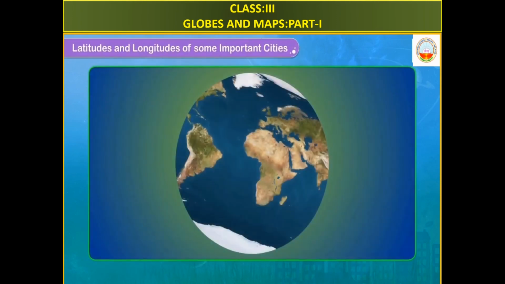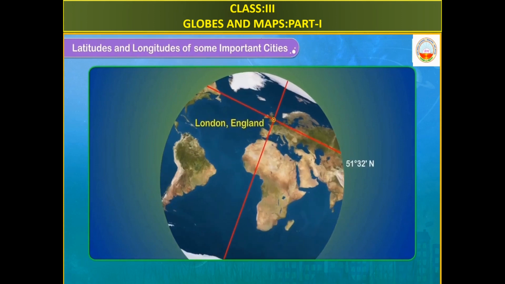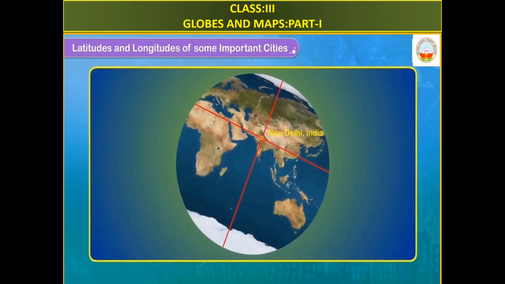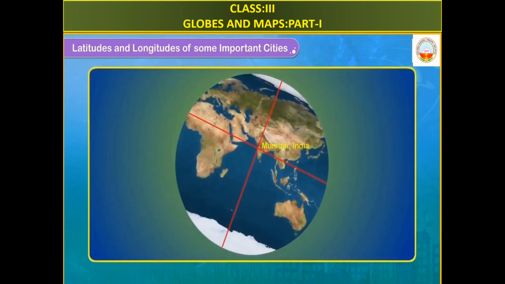Latitudes and longitudes of some important cities. London, England: 51 degrees 32 minutes north, 0 degrees 5 minutes west. New Delhi: 28 degrees 35 minutes north, 77 degrees 12 minutes east. Mumbai, India: 18 degrees 55 minutes north, 72 degrees 48 minutes east.